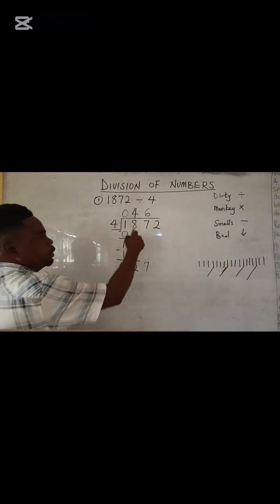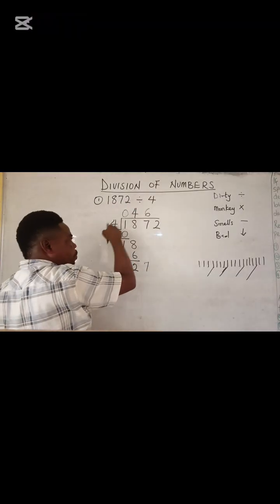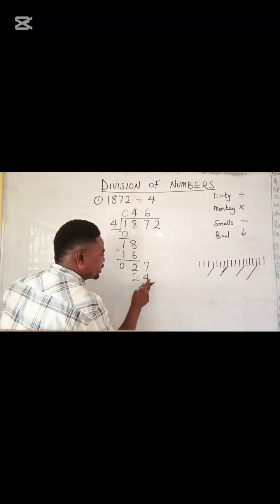6. So this is the last place you have just written. The next thing is multiply. 6 times 4. That will give you 24. Write your 24 here.